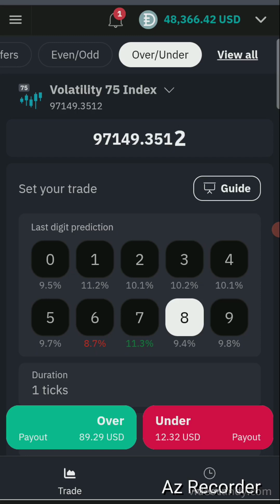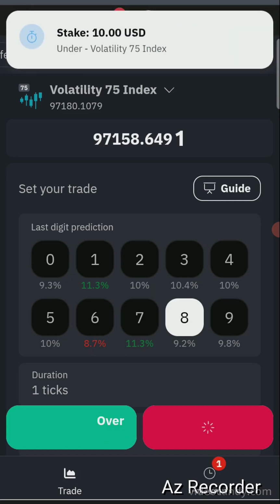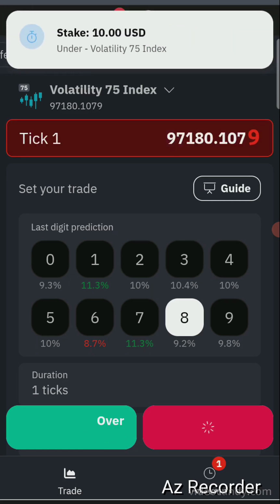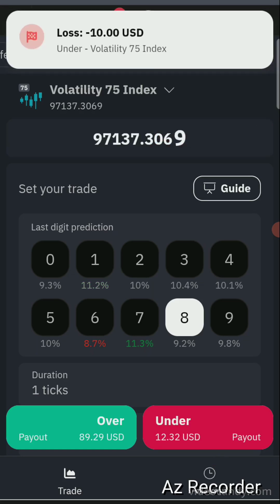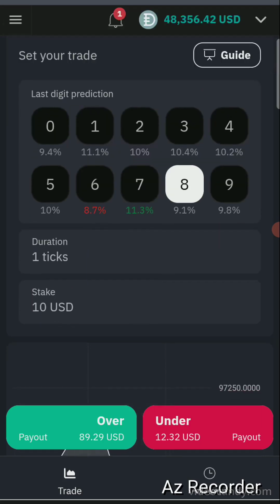I'm yapping. 3, 5, 5, 5, 6. Let's see, 3. Let's enter with 3. That's a loss. Remember, let's increase our stake to 25.